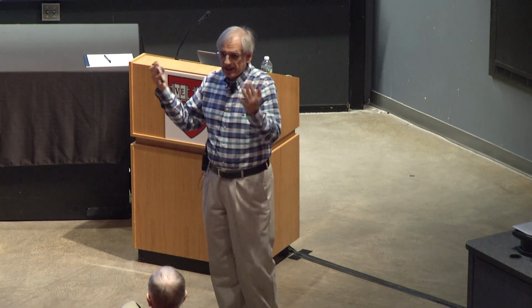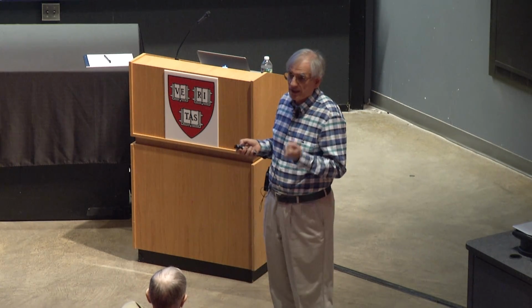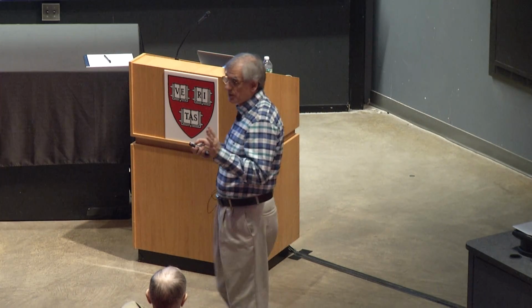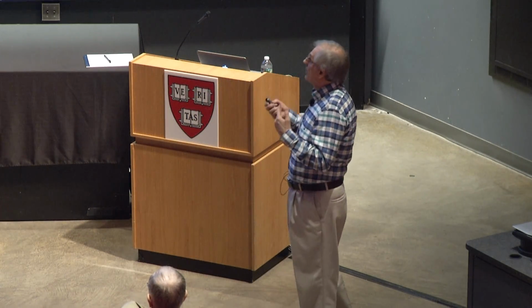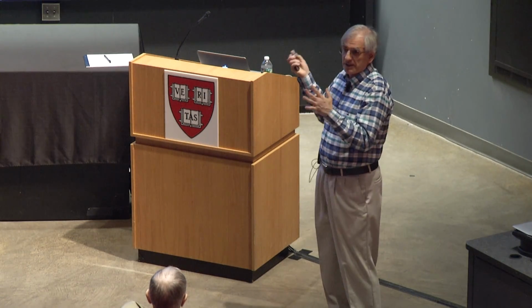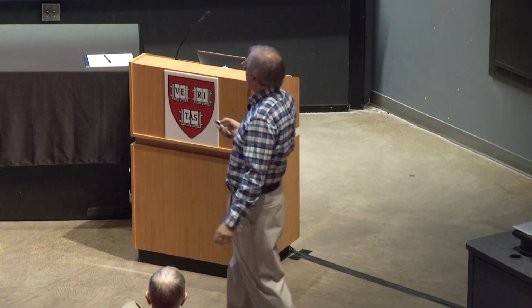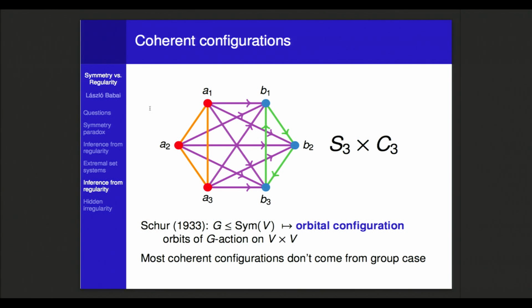But then the same concept arose out of different contexts. For instance, for Weisfeiler-Leman, it came out of the consideration of the graph isomorphism and graph canonization problem, where they gave the exact same definition. However, there the typical examples were not symmetrical. So most coherent configurations are not Schurian. They don't come from permutation groups.